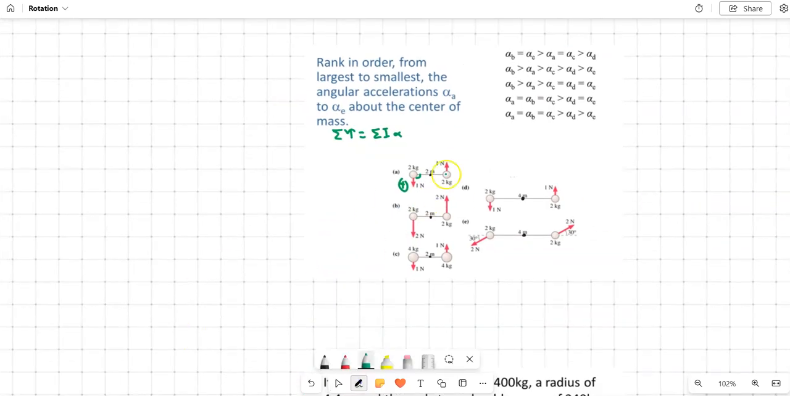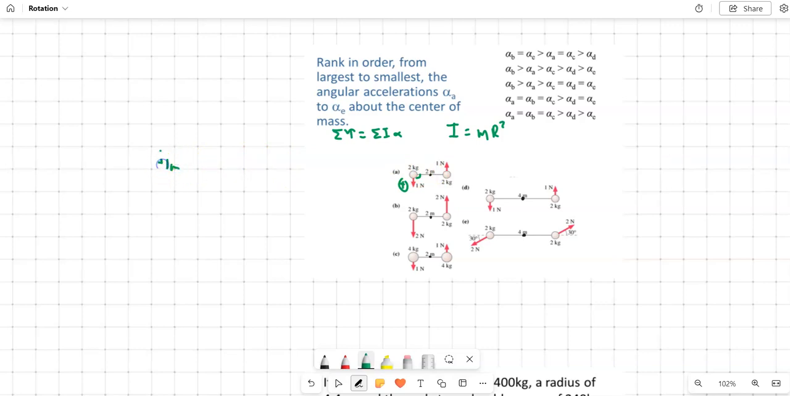So in all of these cases, we're going to be using a moment of inertia, which is mr squared. And this r right here is going to be 1 meter. Okay, so let's do the torque on this first object right here. So that's going to be, torque is r times f. So distance r is going to be 1 meter.